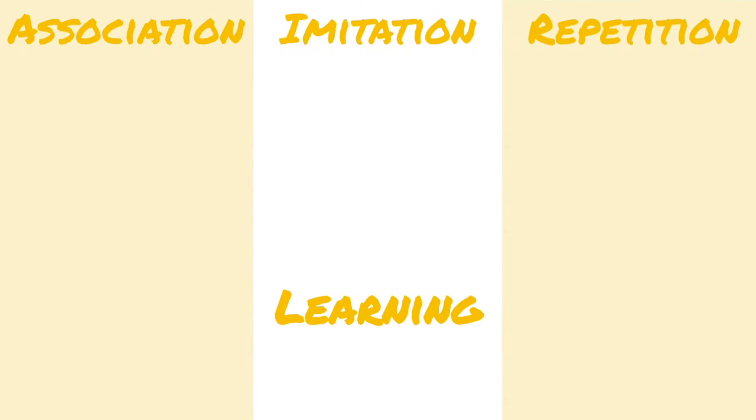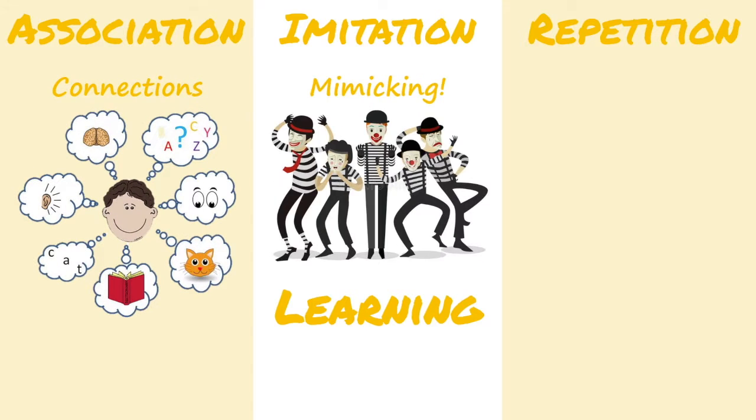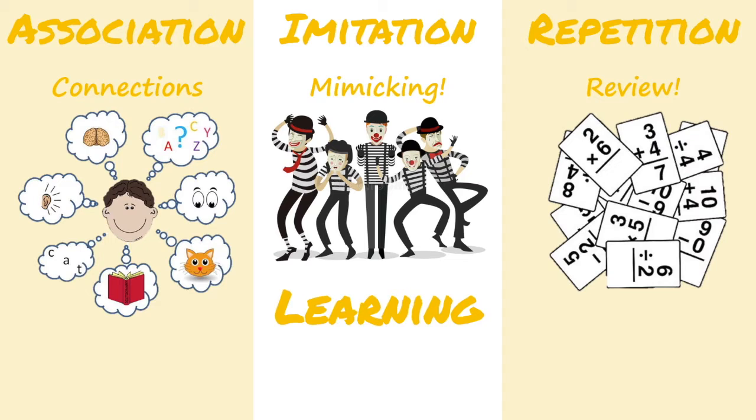Similarly to how there are different kinds of memory, there are also different kinds of learning. Three main types of learning are association learning, imitation learning, and repetition learning. Association learning refers to the forming of connections between learning targets and prior knowledge. Imitation learning can be defined simply as learning accomplished by copying or mimicking the learning target. Lastly, repetition learning refers to learning through multiple exposures to the learning target. This technique is most commonly used with the flashcard method of studying.